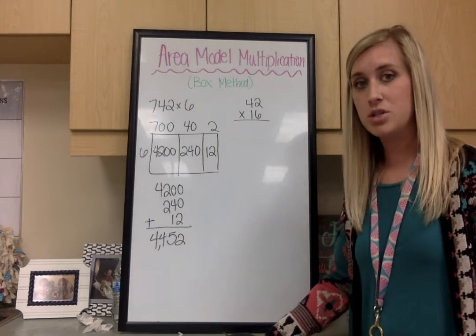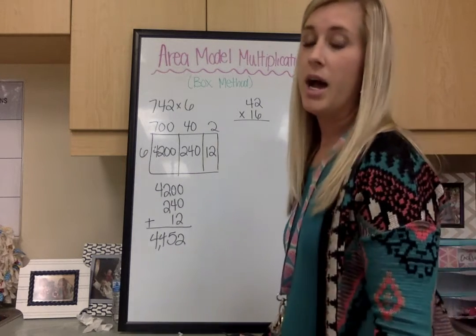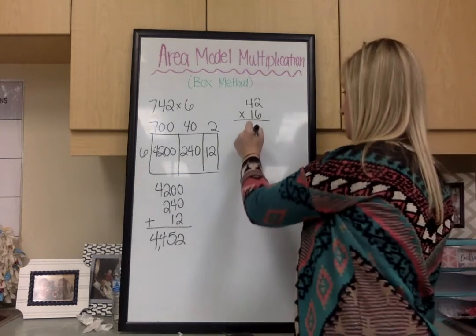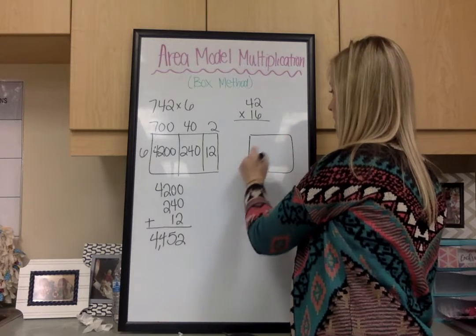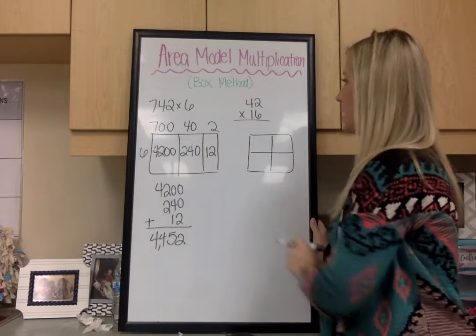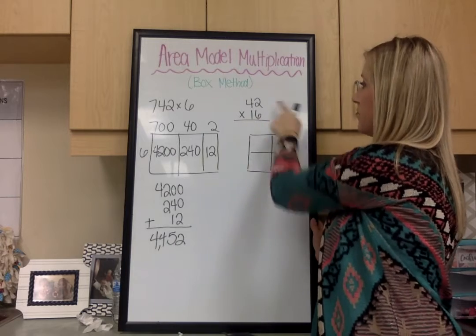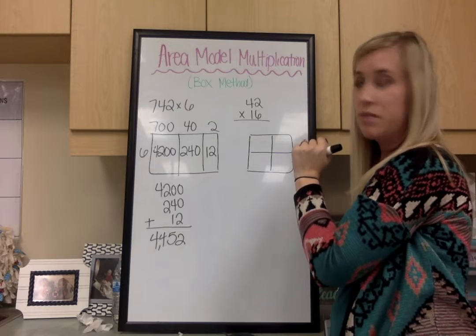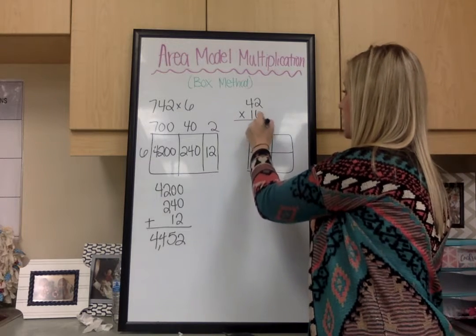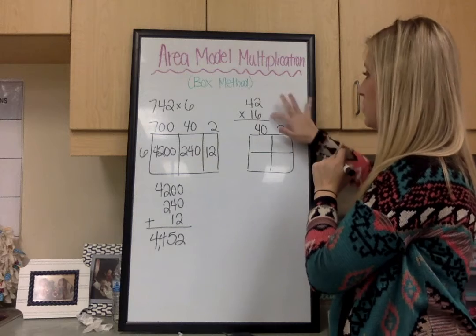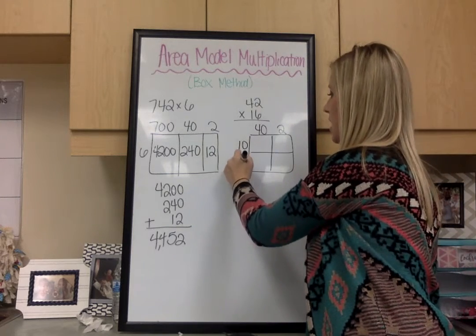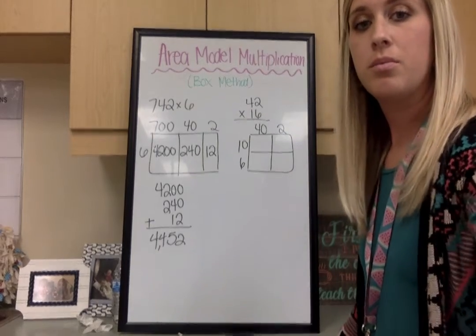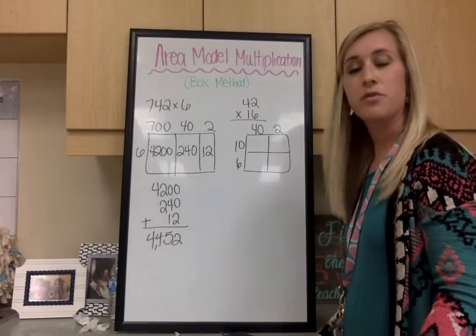Now when I'm looking at equations that have 2-digit by 2-digit, I'm going to have to make a 2 by 2 box or array model. So I'm going to make a 2 by 2 box because I have 2 digits and 2 digits. When I take 42, I'm going to break that up into expanded form. Expanded form of 42 is going to be 40 and 2. Expanded form of 16 is going to be 10 and 6. So I have 2 digits, 2 digits. So I have a 2 by 2 box with 4 squares.